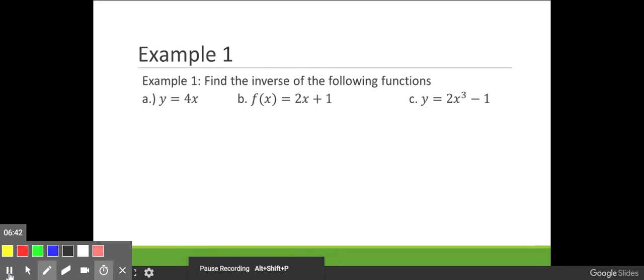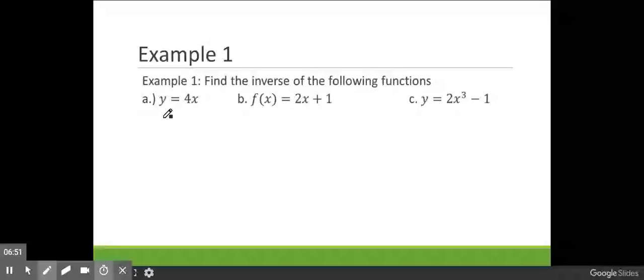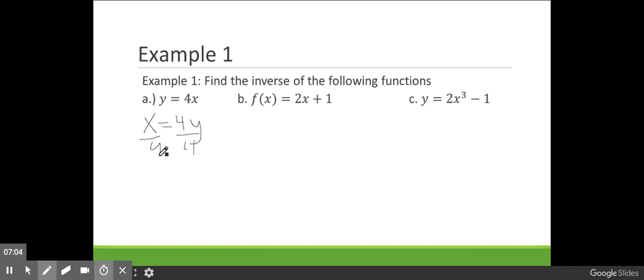So a couple examples. If we want to find the inverse of the following functions, our first function here is y equals 4x, so we can skip that first step. It's already in y equals form. And now we're literally going to switch x and y. So you can see where there was a y, I wrote an x. Where there was an x, I wrote a y. And now we solve for y. So we get y equals x over 4, and that's our inverse. If it doesn't start with f of x, you don't have to change it to f inverse of x equals x over 4, but you can if you want to.